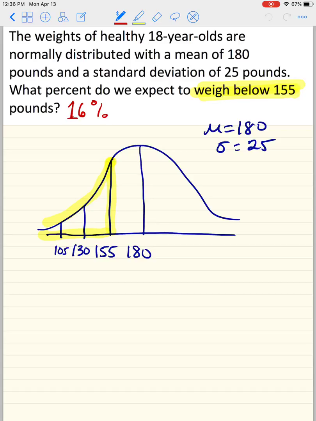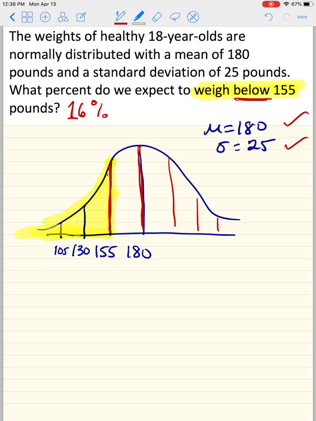What percent do we expect to weigh below 155? So I went ahead and put the mu to be 180 and the standard deviation to be 25. I did this for you guys. I just decided not to go this way because I know that 155 is below 180, but you can do whatever you would like with this. So I put that here, and I want below 155. So I want from here all the way down.